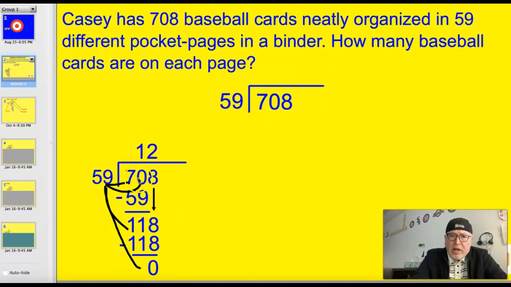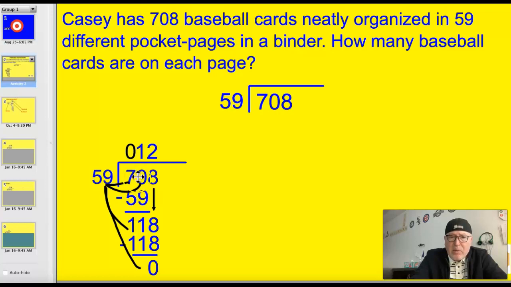So here's the 708 cards. We're dividing it by 59 pages. So you start out by asking some questions here, and I put some lines to kind of show my questions and to talk it through. Does 59 fit into this first number, 7? No, it goes in there 0 times. And if you want to put a 0 there, you can even do that. Sometimes people do. It goes in there 0 times. Does 59 fit into the 70? Yes, it'll fit in there 1 time. We can fit one group of 59 in. So 1 times 59 is 59.